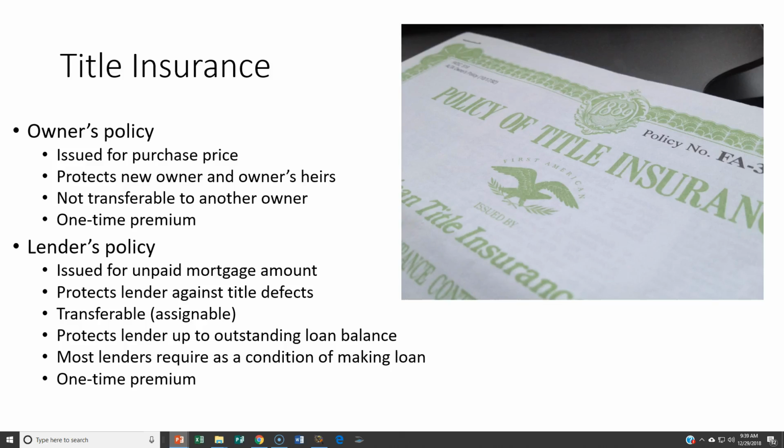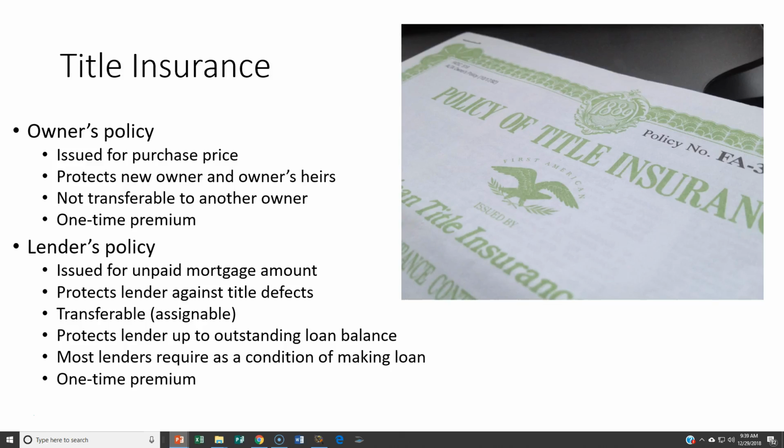There are two types of title insurance. One is issued for the owner's policy, or issued to the seller, can be paid for by the seller or the buyer, but essentially what this does, it helps warrant any ownership defects from the seller may have previously to the original owner of the property years ago. It's issued for the purchase price, protects the new owner and the owner's heirs, not transferable from one owner to another, one-time premium paid at closing.